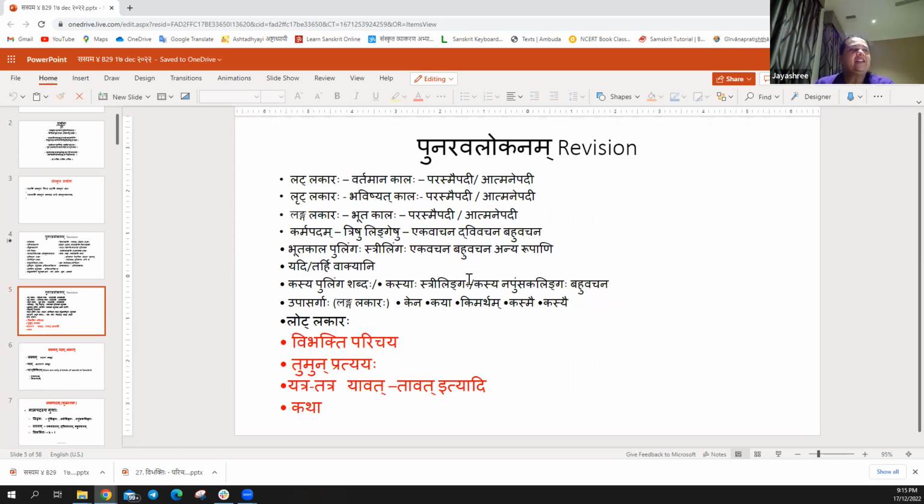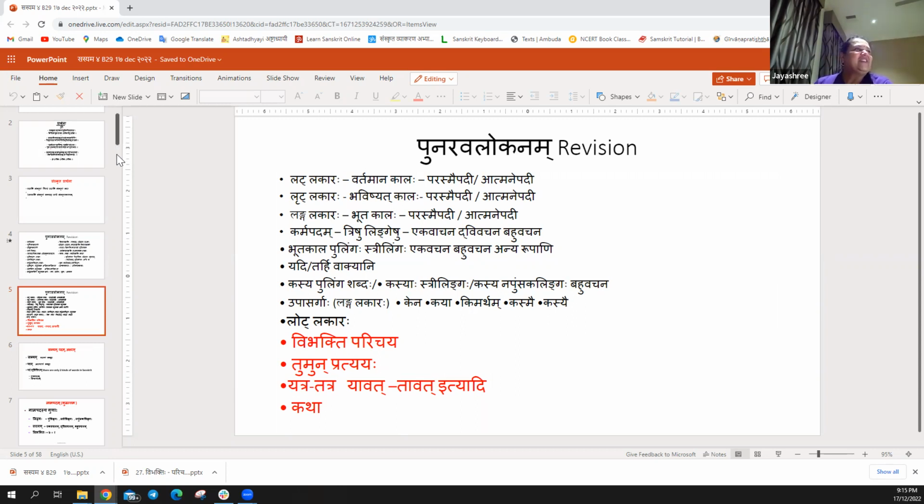Okay, so we have done the revisions and today we'll do the vibhakti, introduction of vibhakti. And then we'll do a pratyaya, the suffix called tumun. And then if we have time, we'll go through yatra tatra yavat tavat. Last time I had sent you the slides. I don't know how many of you have seen this, but yeah, all these twin sentences. And then if time, we'll go to that story. We don't usually go till there. We'll see how it goes.